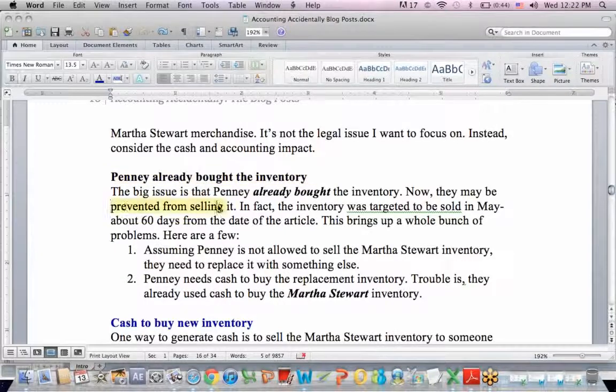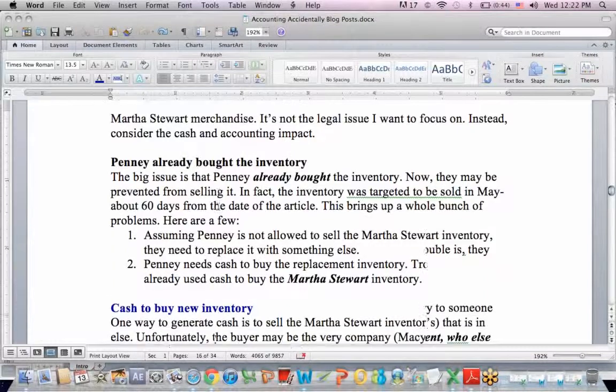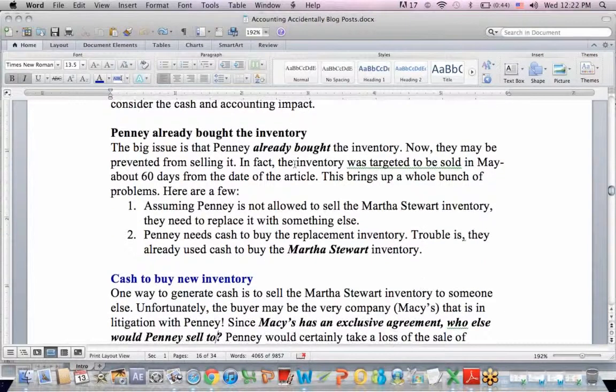In fact, this article was written in May, and the inventory was targeted to be sold in May, so they were planning cash flow, assuming the cash was going to start coming in the door in May or shortly thereafter to recover the cash that they invested in the inventory. So there's a whole bunch of problems, and here are a few of them.